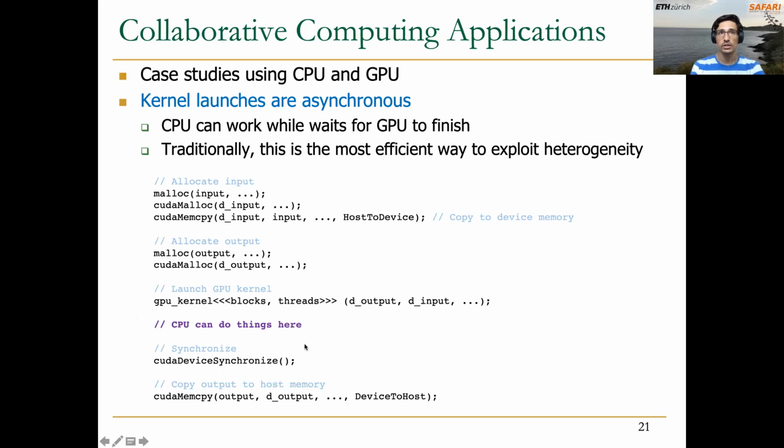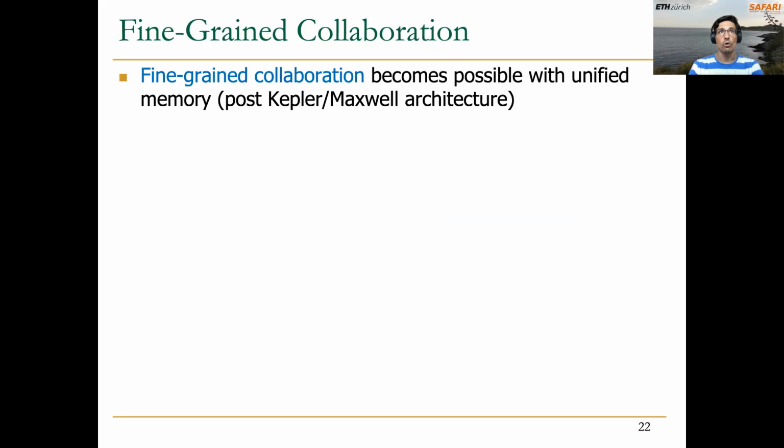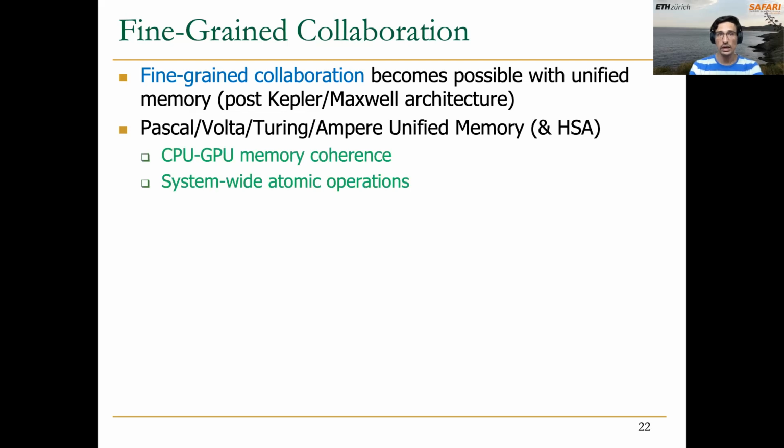But this is, let's say, the only possible way of doing fine-grained collaboration between the CPU and the GPU in the traditional model without the unified memory. With unified memory, it's possible to do even finer-grained collaboration, especially since the Pascal architecture back in 2016, after the Kepler and Maxwell architectures, not only in NVIDIA GPUs, but also with the HSA architecture, as I mentioned before.